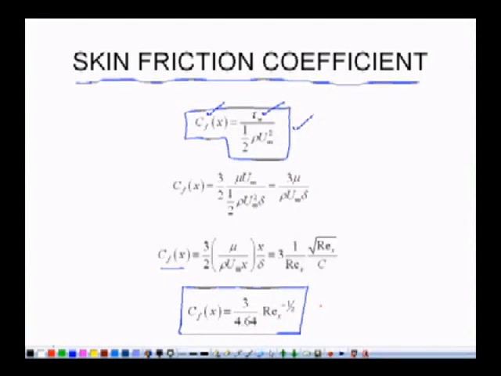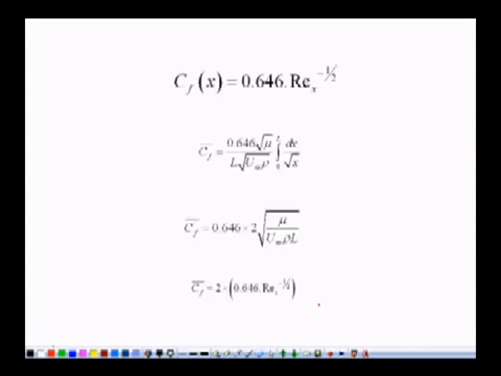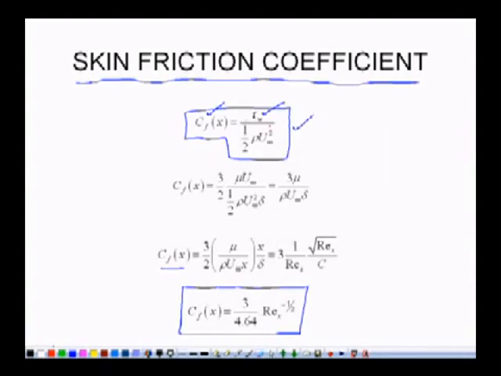This will give us only the local shear stress, but our aim is to find out the average shear stress. So how do we get the average shear stress? The average skin friction coefficient is defined as Cf bar. This is the average skin friction coefficient, equal to tau average divided by 1 over 2 rho u infinity square, and if we have the average, then it will give you the average shear stress.